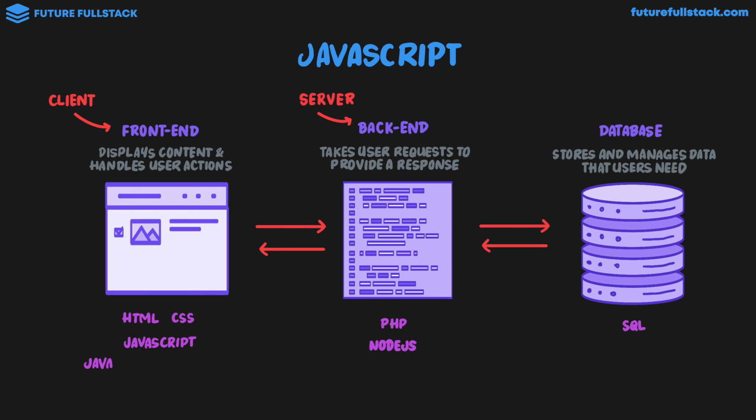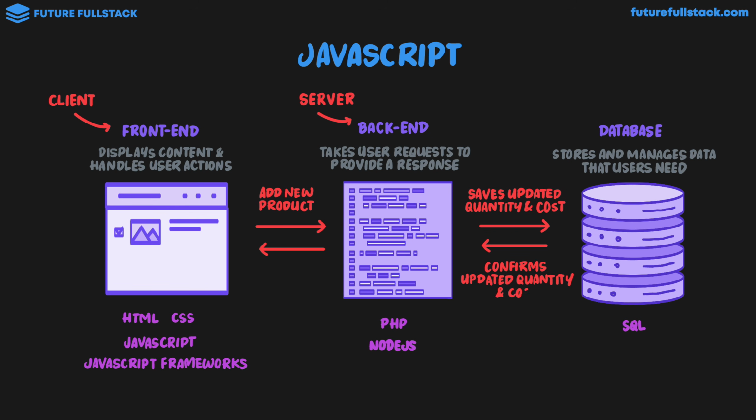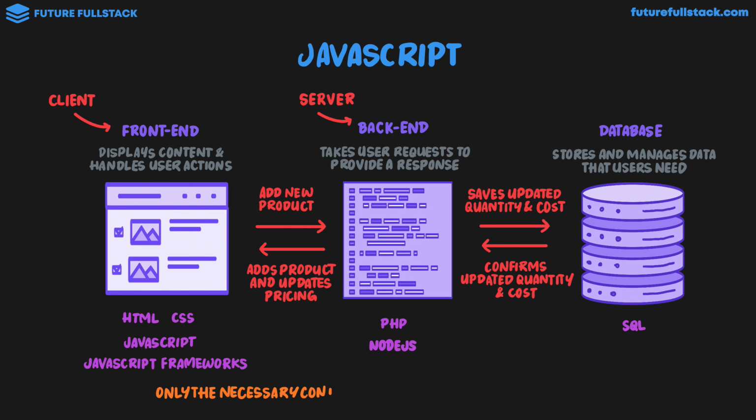On our front end, we now have JavaScript frameworks. With the example of the shopping cart, on the front end, we add a new product. This is sent to our backend, which saves and updates the quantity and cost on our database. Our database confirms the updated quantity and cost and sends it back to our backend. And our backend tells the front end to add the product and update pricing. So instead of an entire page reload, the web page remains as it is, but just a new product component is added. So now we're in a place where only the necessary content is updated without a full page reload.